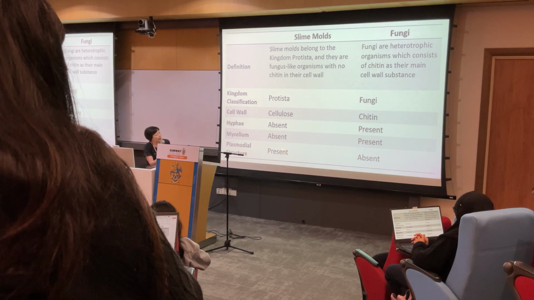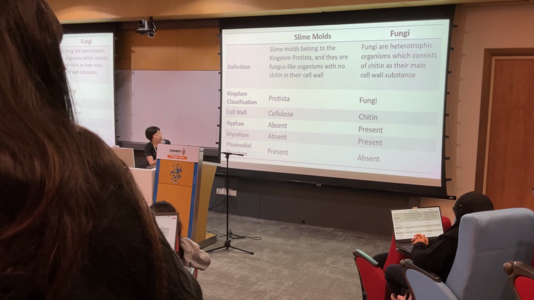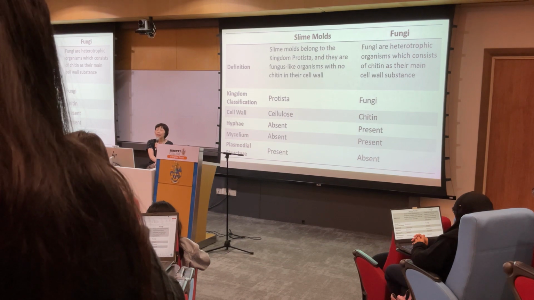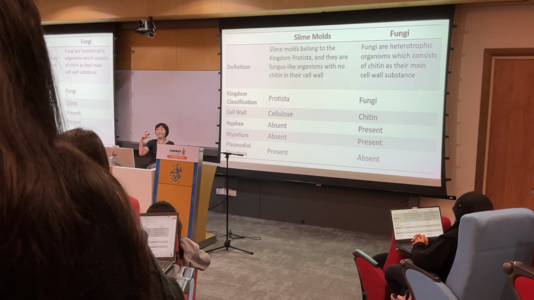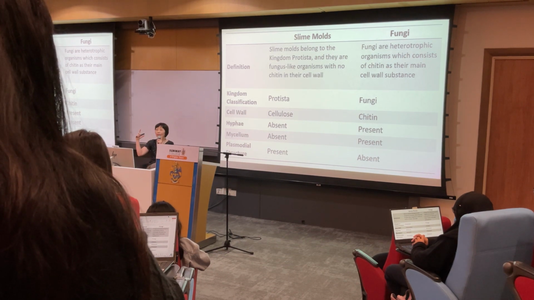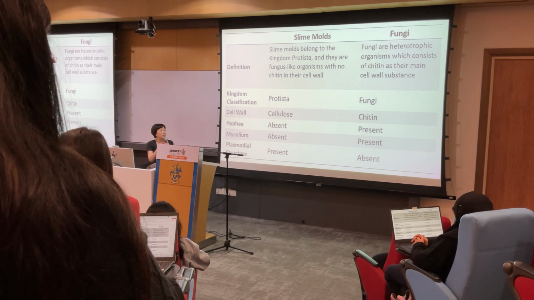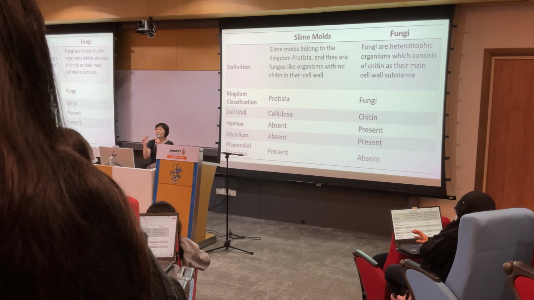Like the last one, they present a plasmodium structure, meaning that in the cytoplasm, in one stage of the life cycle, the slime mold actually multiplies the nuclei into many. So in a single cell, a big cytoplasm, there are multiple nuclei. So it's a multi-nucleated structure.